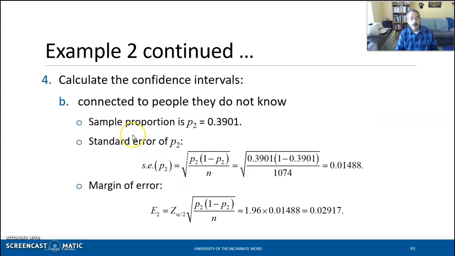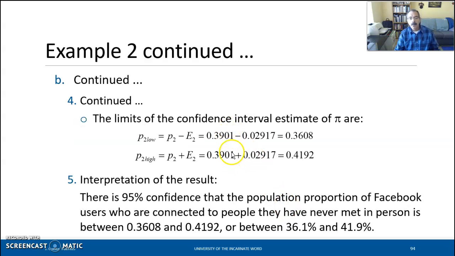All right, so now we repeat the process, but now for the people that are connected to people that they do not know. So we have the calculated proportion of 0.3901. The standard error of the proportion, or the estimate of the standard deviation for the second proportion, we use the second sample proportion, and we find 0.01488. And to find the margin of error, we multiply this quantity times the z-value that we found, and that gives us 0.02917. So now with this margin of error, we can calculate the lower and upper limits for the second confidence interval. And the limits are 0.3608, the lower limit, and the upper limit is 0.4192.